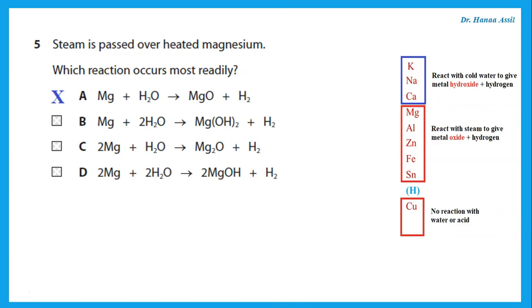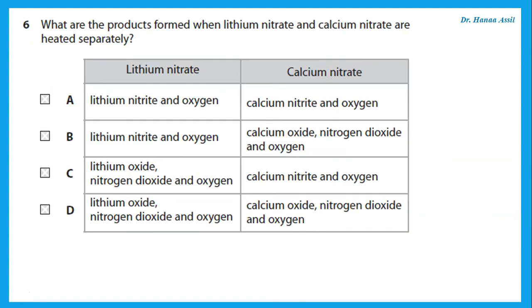So B is wrong because this would happen in cold water and this is very slow. C is wrong because the formula of the magnesium oxide is wrong, and of course here the formula of magnesium hydroxide anyway is wrong.